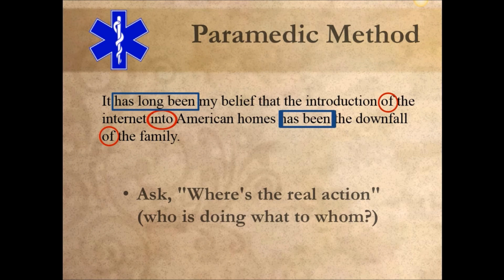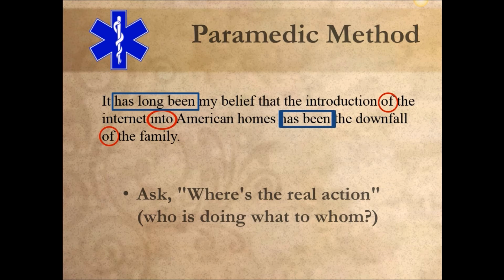We don't know who introduced the internet. At some point that might have been part of the sentence, but then that was deleted, and so we don't even know who is doing what to whom in this sentence. Because of that, we're forced with this sentence to actually figure out a new subject, a new who is doing what to whom. And so what we have to decide is that the internet is being introduced into American homes and the family is falling.